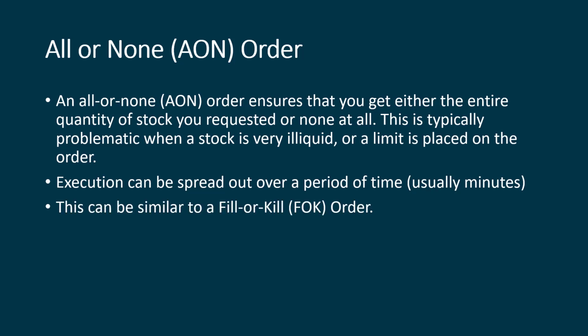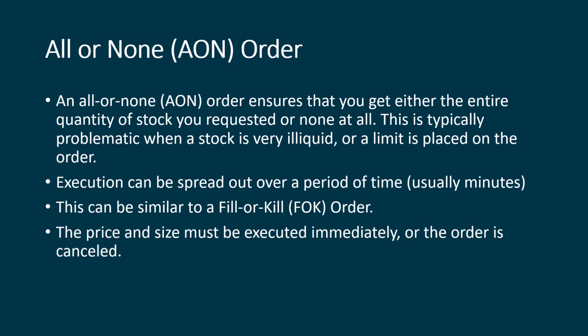This can be similar to a fill or kill order. So either fill all of it or fill none of it. And if you can't fill all of it, then kill it. Just let it die right there. The price and size must be executed. If you're dealing with shares, that will be 100, 200, 300 if you're using a lot. Or if you're doing option contracts, it'll be 1, 2, 3, 4, 5 contracts that you're trying to get filled at. So that's the size. And then you may also put limits on the price. And both of those have to be met for the trade to be executed, or the order is canceled.